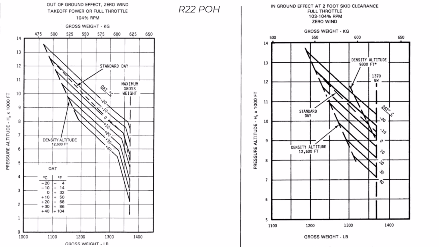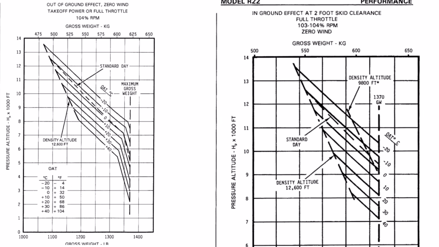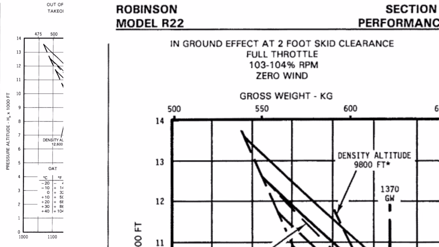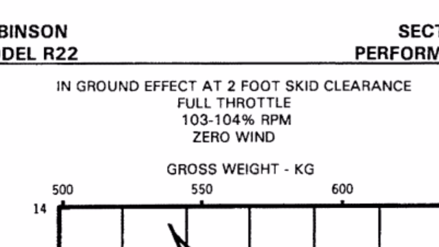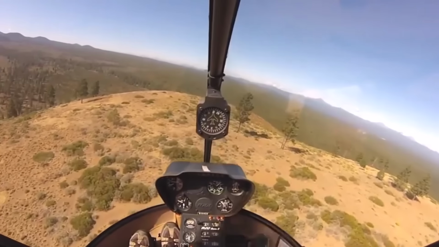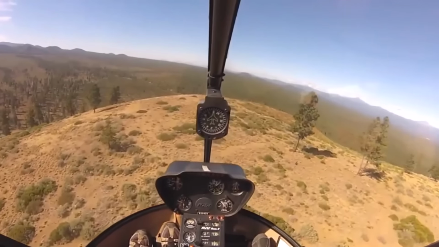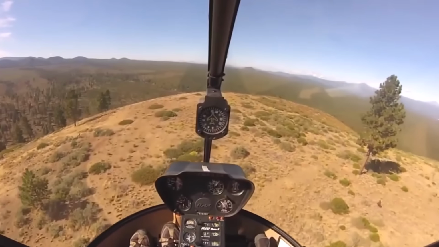For example, for the R22 and the R44, their in-ground effect performance charts don't say within 25 feet, they say within a 2-foot skid height. And so anything above that, you should be using the out-of-ground effect hover chart to assess performance. And when operating off airport, it's a good idea to never assume in-ground effect performance and to use these out-of-ground effect hover charts.